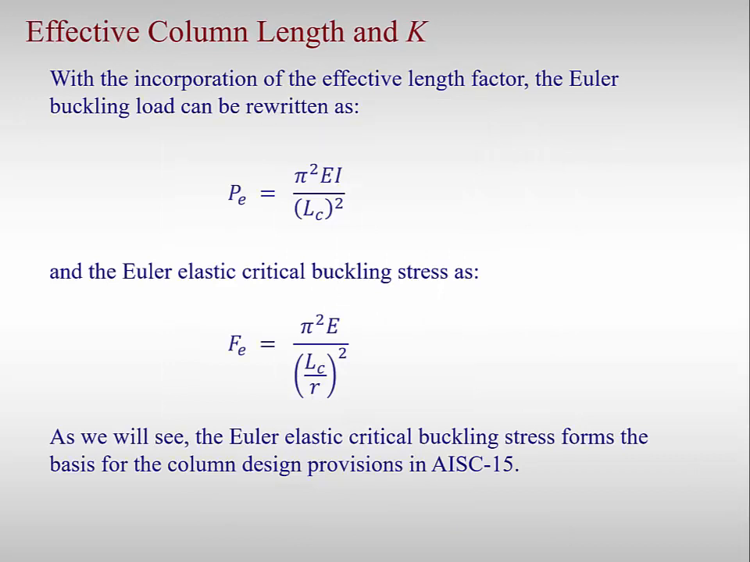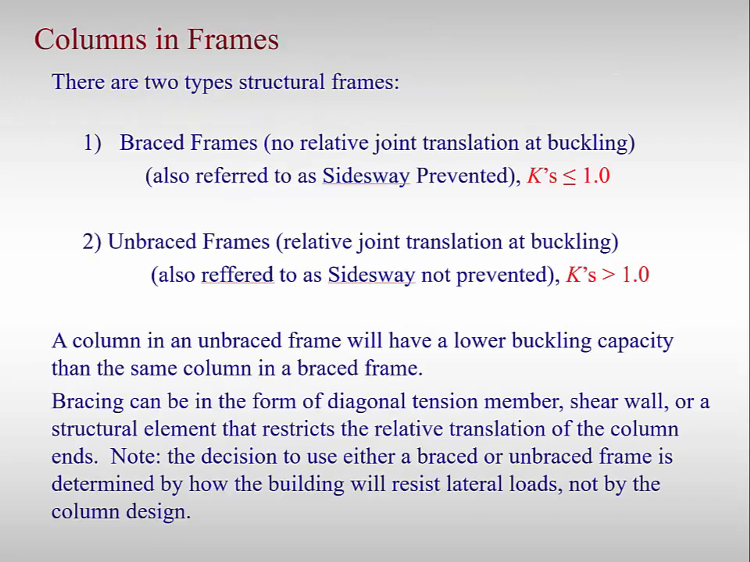Note how the effective length factor, K, is incorporated into the formulas for both the load and stress by using the effective length, L sub C. Note that since the effective length factor modifies the actual length of the column, it is therefore squared along with the actual length. The formula for the Euler elastic critical buckling stress forms the basis of the AISC column design provisions, as we will see in Lesson 14 of Module 7.